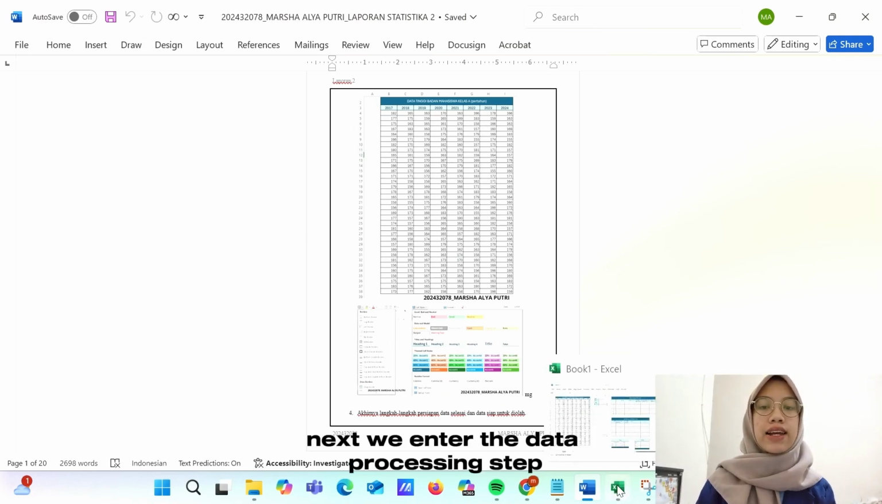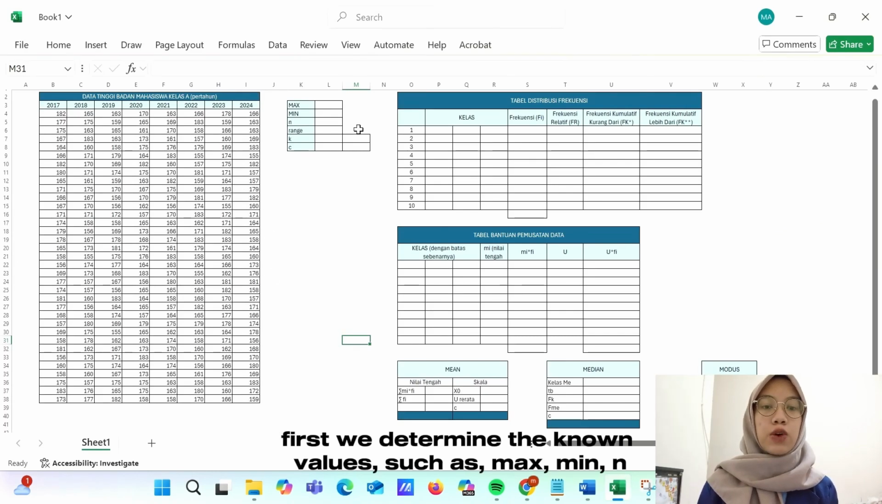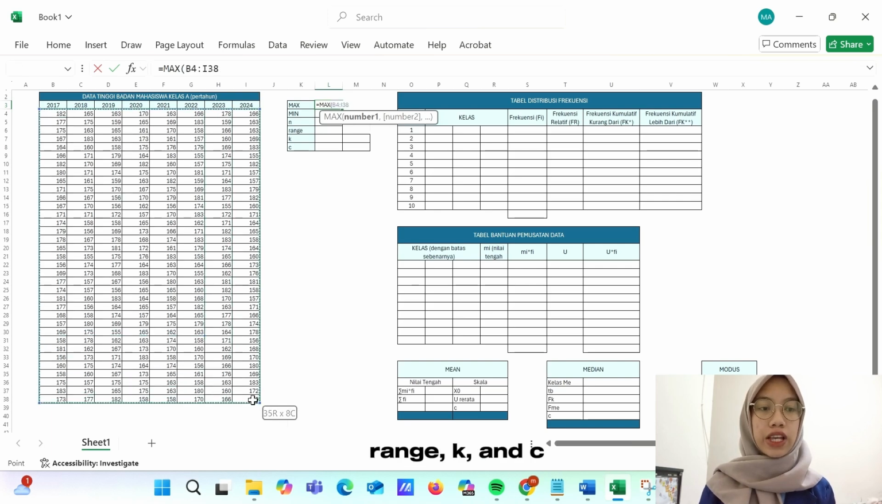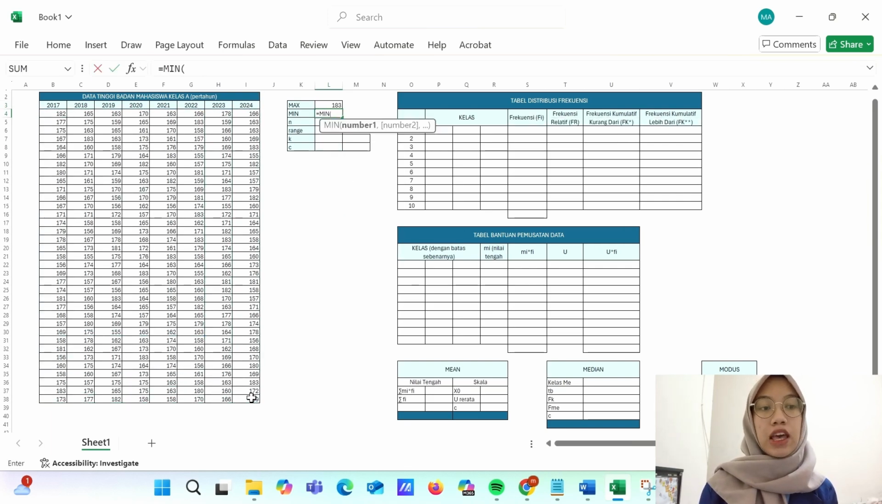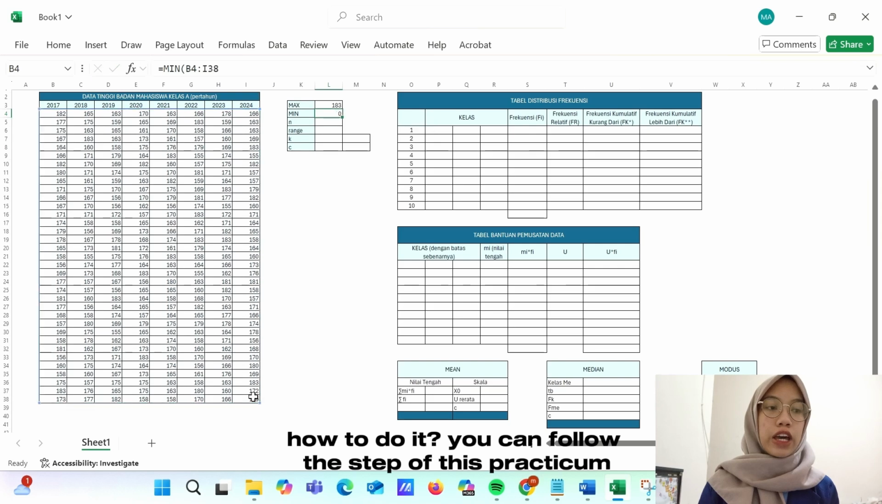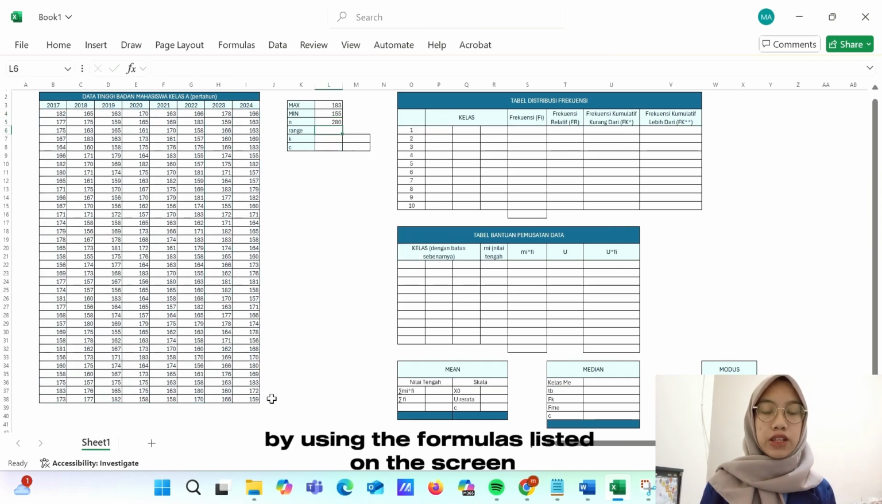Next, we enter the data processing step. First, we determine the known values such as max, min, range, K, and C. How to do it? You can follow the steps of this practicum by using the formula listed on the screen.